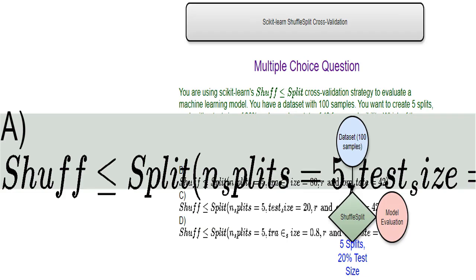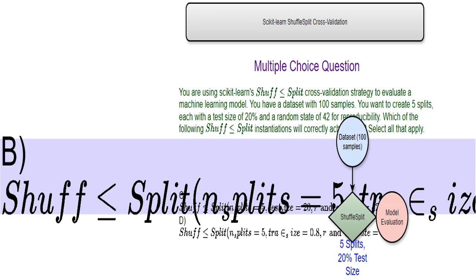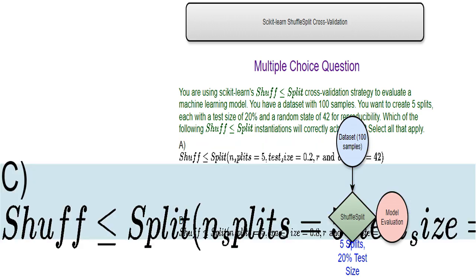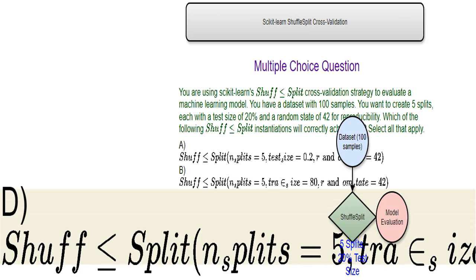This option sets the number of splits to 5, the test size to 20%, 0.2, and the random state to 42 for reproducibility. I think this is correct. Here, I'm setting the training size to 80 samples, out of 100, leaving 20 samples for testing. This is an alternative way to specify the split, and it should also be correct. This sets the test size to 20 samples, out of 100, which is 20%. I believe this is also correct. This option sets the training size to 80%, 0.8, leaving 20% for testing. This is another correct way to define the split.